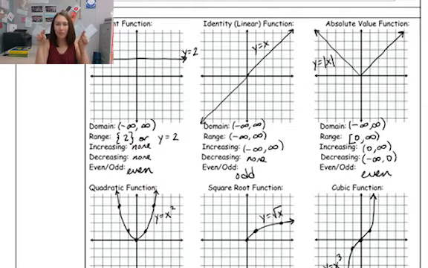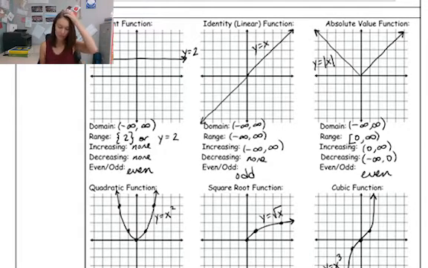In math, we use little curly brackets for lists of numbers. So you could do little curly brackets with just a 2 in it, or you could say y equals 2 if that's easier for you. There are no increasing or decreasing intervals, and this is an even function. So we covered even and odd functions in a previous lesson, which means it's symmetric to the y-axis.